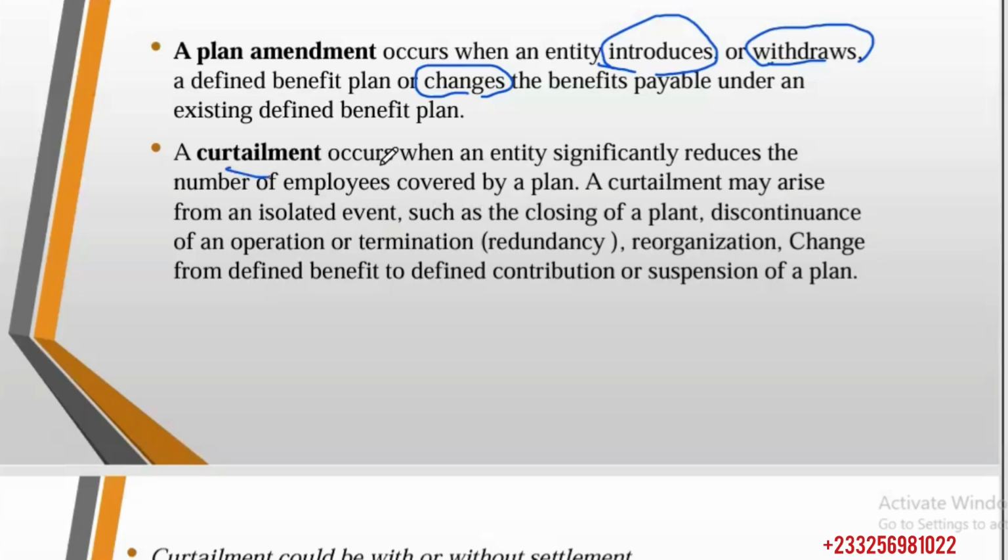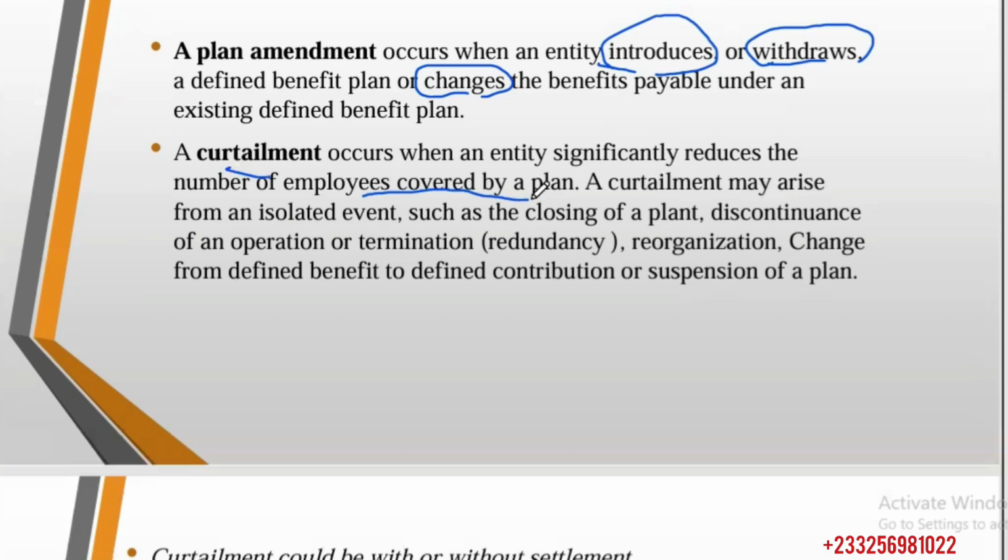Curtailment occurs when an entity significantly reduces the number of employees covered by the plan. So curtailment is the reduction in the number of employees covered by a plan, right? So let's say an entity has 20 employees on this plan, and then something happened because of redundancy, because of closure of part of the organization. Four people have been laid off.